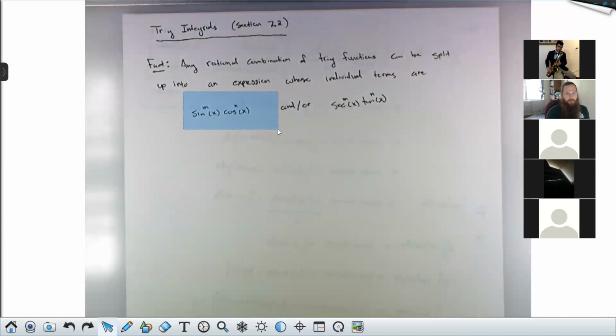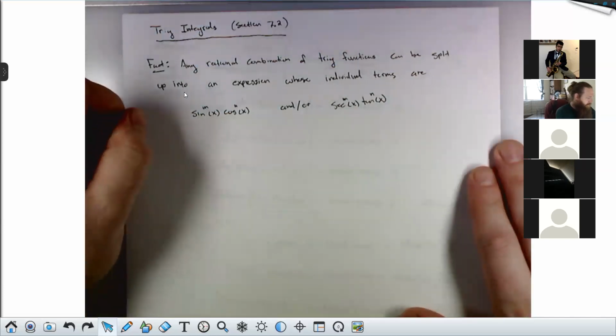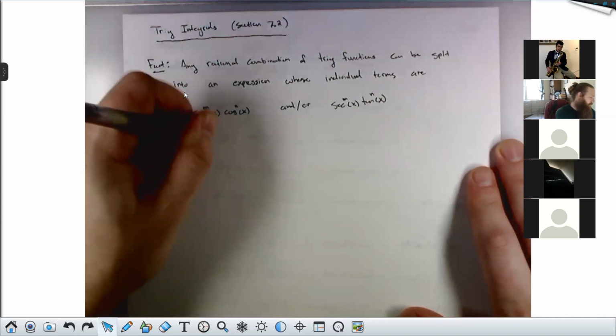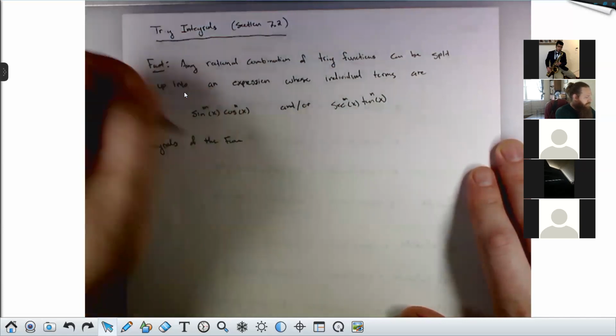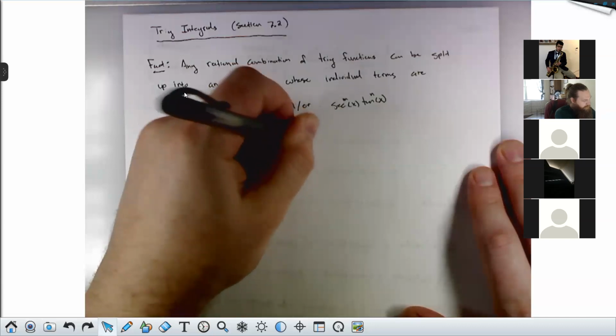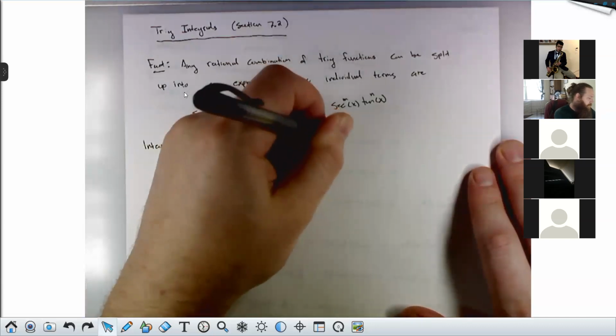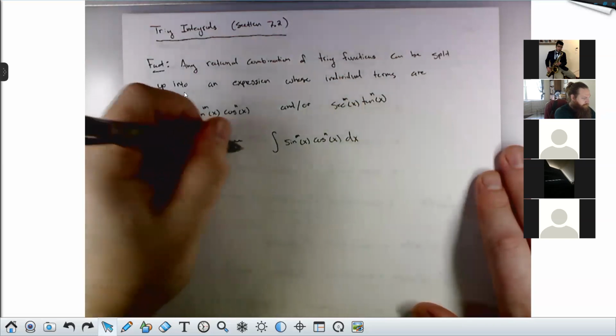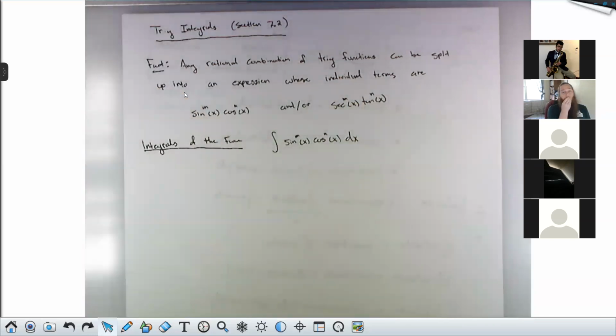So we want to learn how to integrate powers of sine times powers of cosine and powers of secant times powers of tangent. Those are our goals. These are the 2 big families. So first we're going to deal with integrals of the form integral some power of sine times some power of cosine. And these we split up into cases, depending on whether the power of sine or cosine are odd or even.